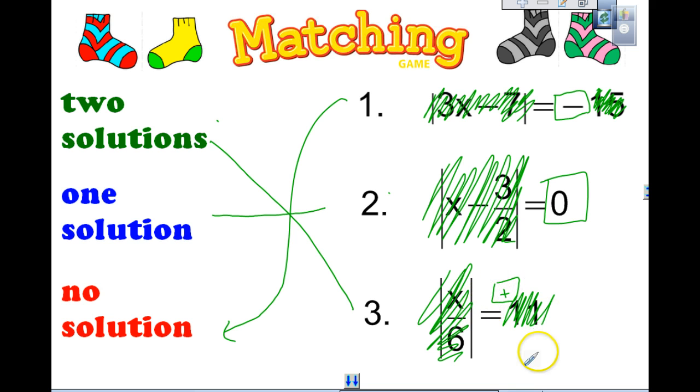Okay? I will warn you though, for the negative, it's only when you have absolute value equal to a negative number. So today you're going to find out that just because it starts with a negative on the right-hand side, it does not mean no solution necessarily. But absolute value is a distance, and if you have distance equals negative, then for sure there is no answer because you can't have a negative distance.